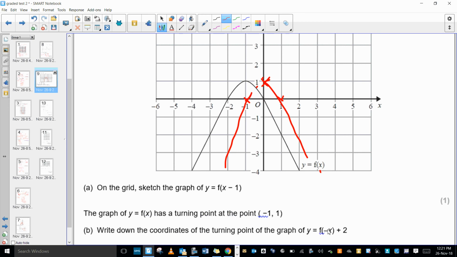If it's a minus in the bracket, it means it's been reflected in the y-axis. So this is our original coordinate, and if it's been reflected in the y-axis, it would be here. But then it's also moved up by 2, so it's 1 up to here. So that's now the coordinate (1, 3).